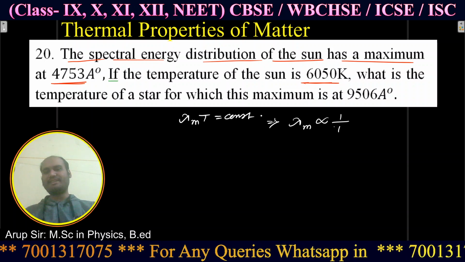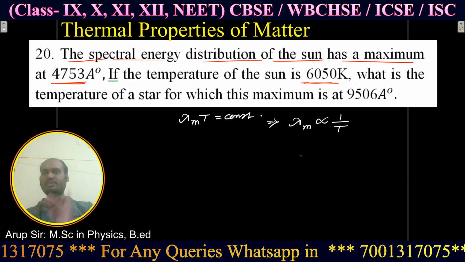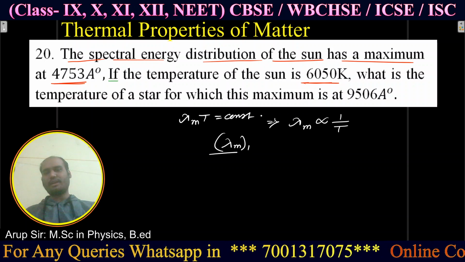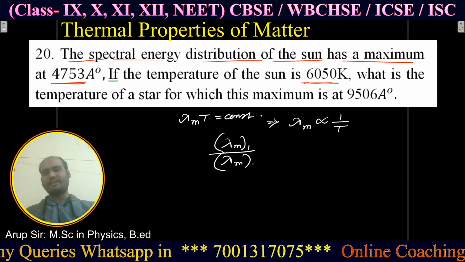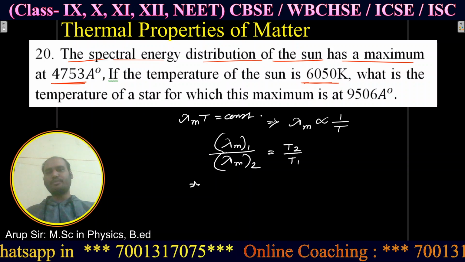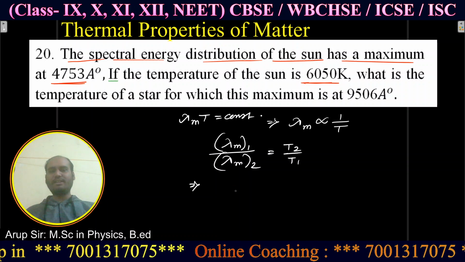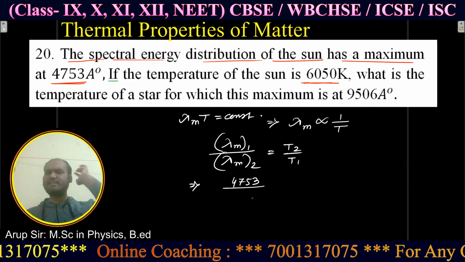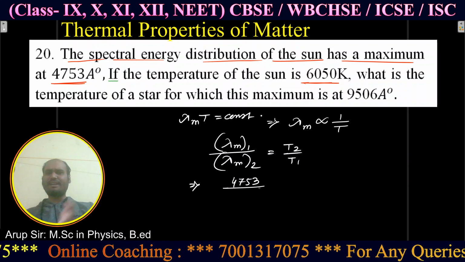So lambda m is inversely proportional to temperature. So whenever you take lambda m1 by lambda m2, you will simply get T2 by T1. What will you get? T2 by T1. Now put the values, like lambda m1 is 4753 in angstrom unit. I am not changing it, because all of those are in angstrom unit.